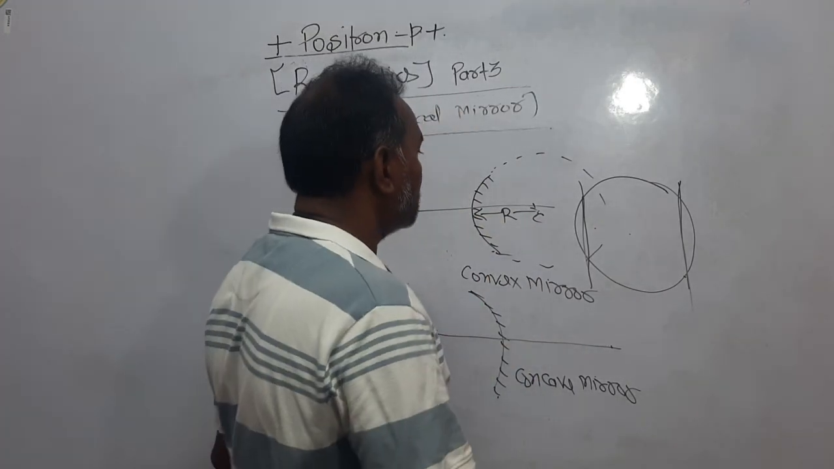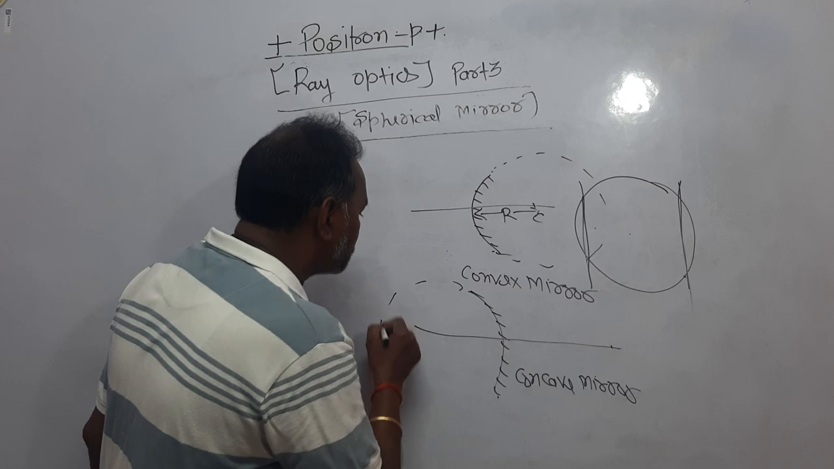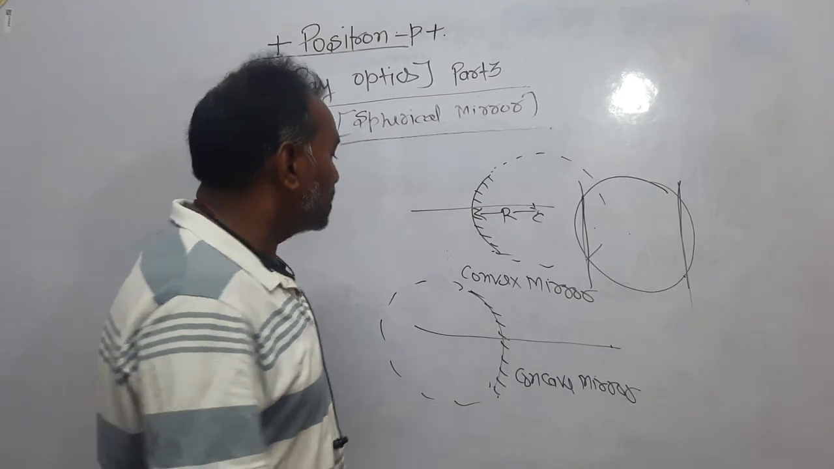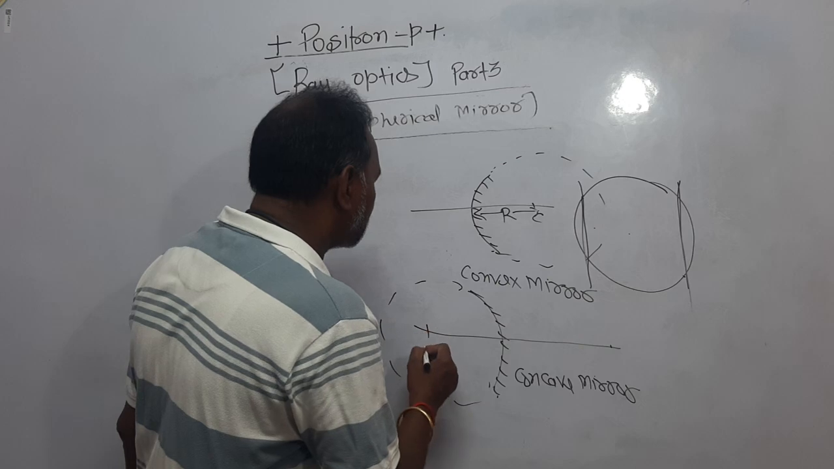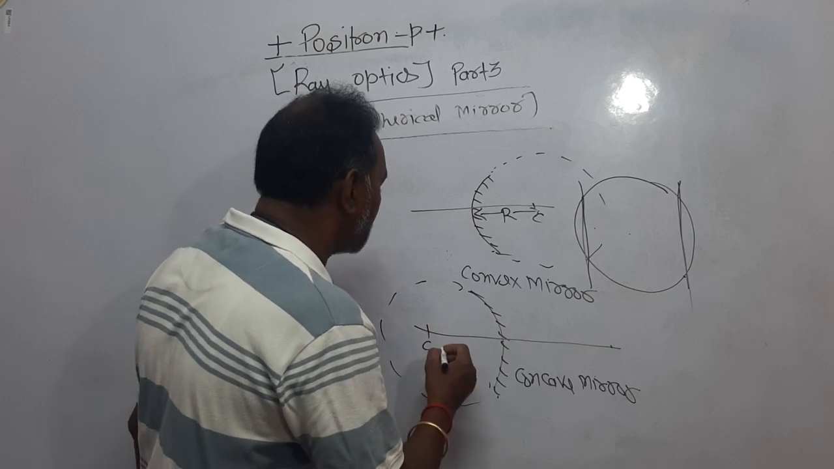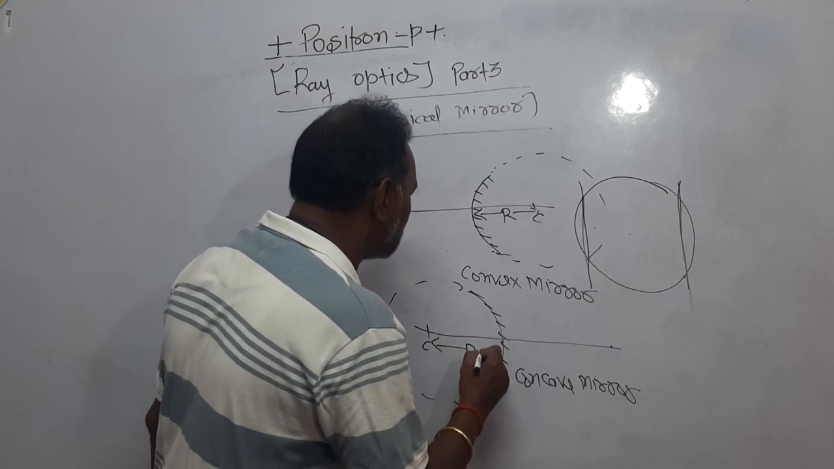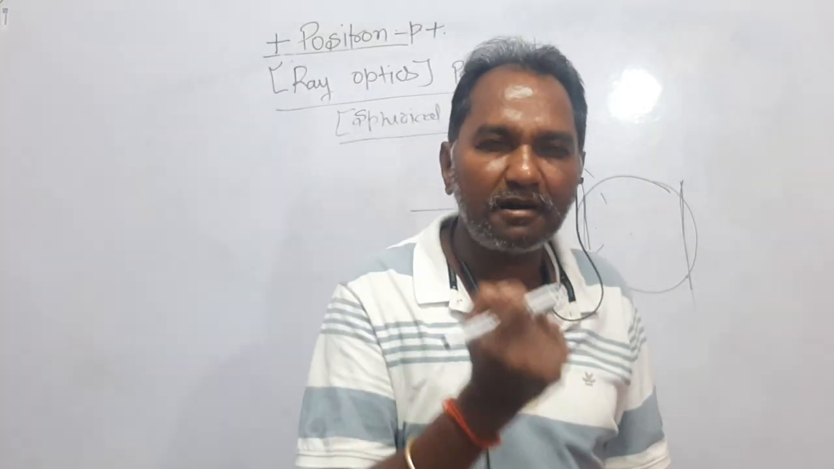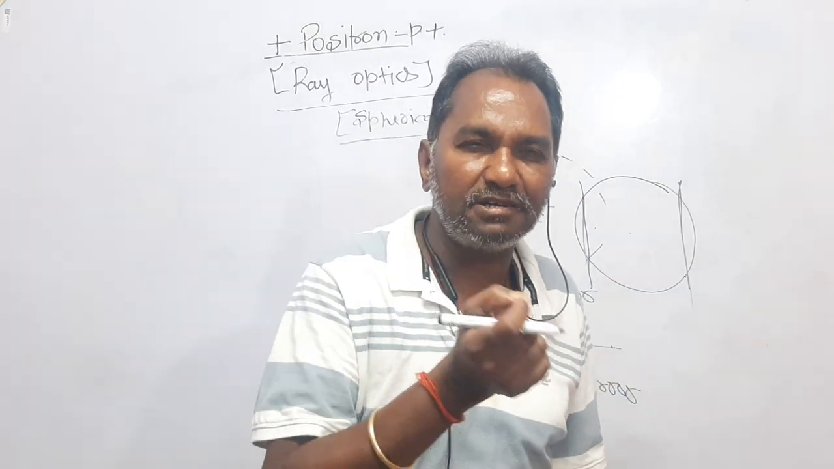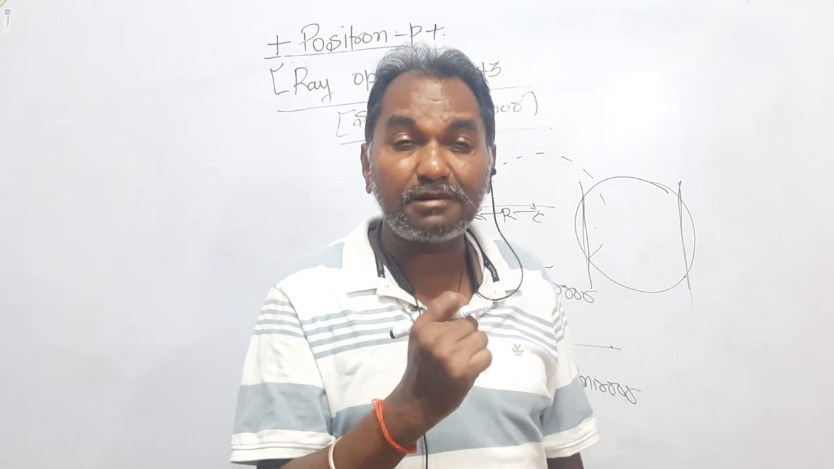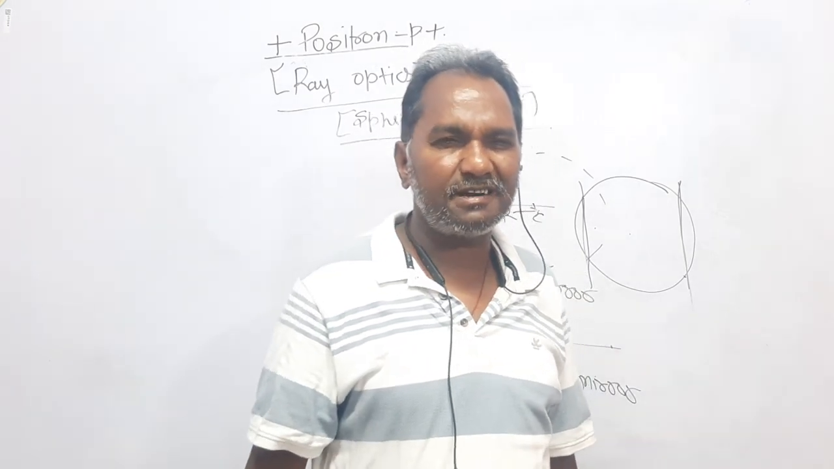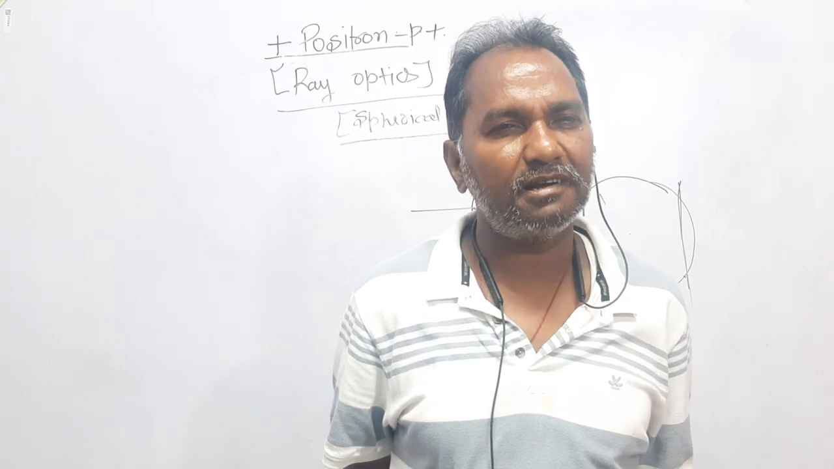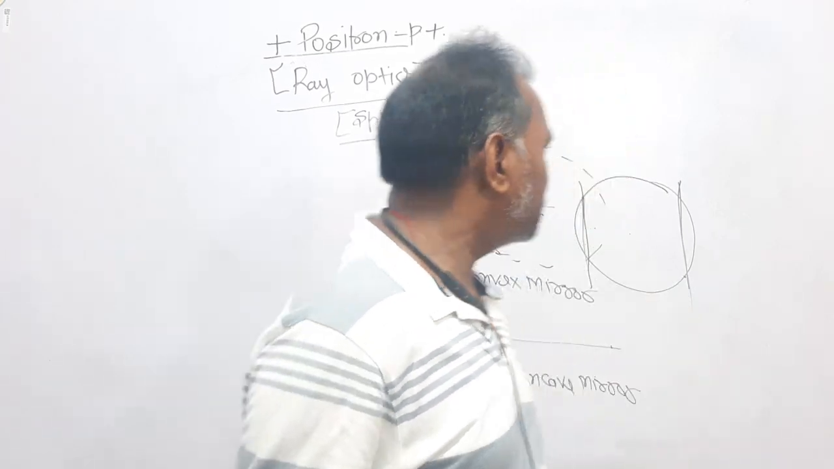In a similar way, for the concave mirror, if you imagine the complete sphere, it is so, and the center will lie in this direction, and this is the radius of curvature, right? So dear students, spherical mirrors are part of a sphere, and the center of that sphere is called the center of curvature, and the radius of that sphere is called the radius of curvature.